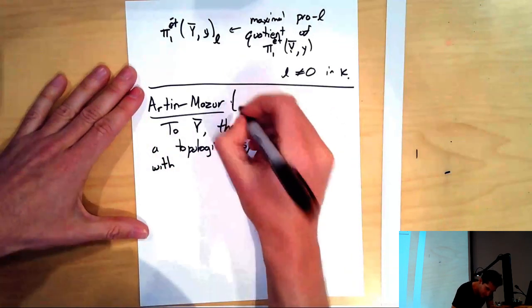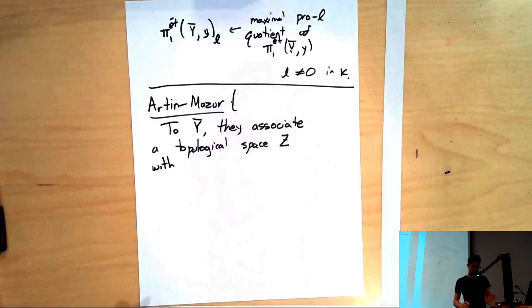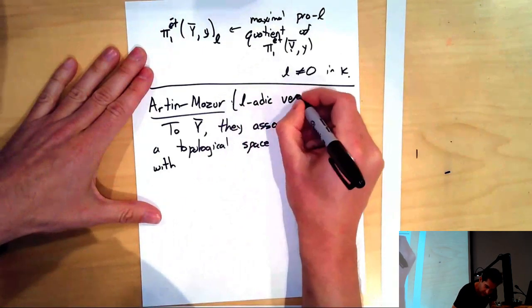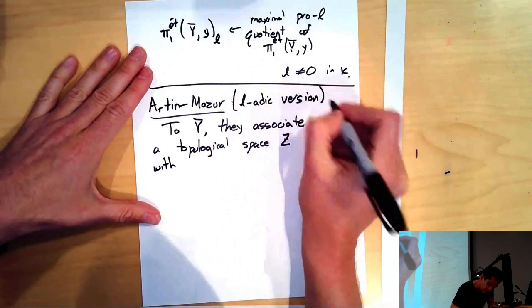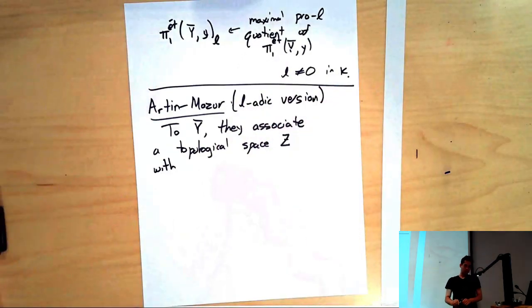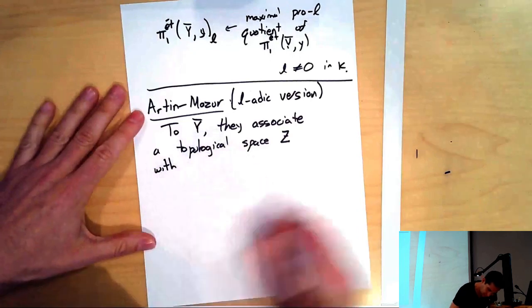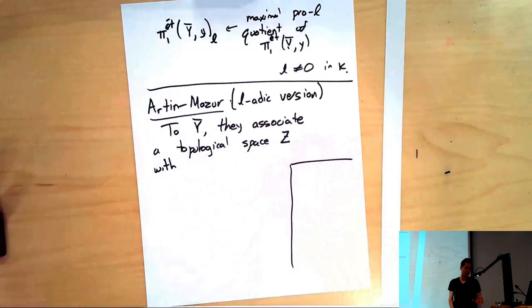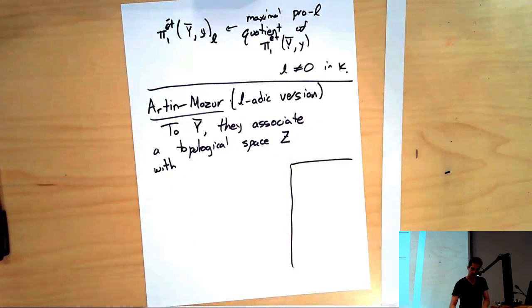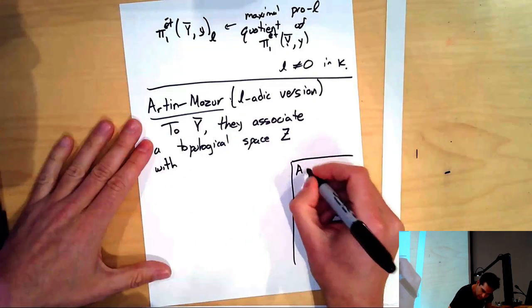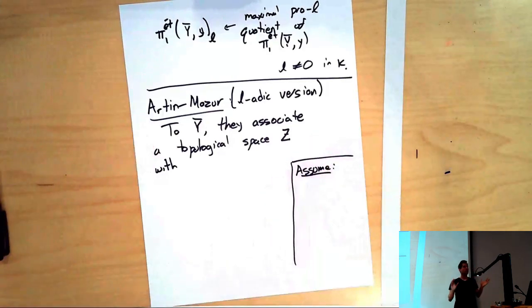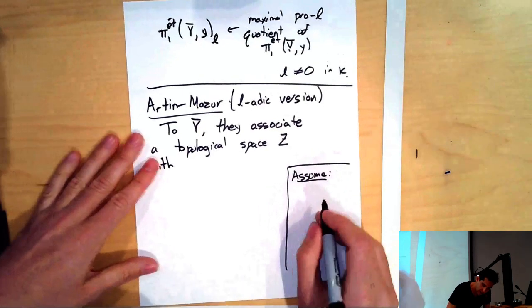Well, let me first say that what I'm describing is like the L-adic version of the Artin-Mazur construction. So I should add some assumptions that I'm going to make about Y now. I'd like to put myself in a situation where the space that they build is going to have good finiteness properties. So I can ensure this.